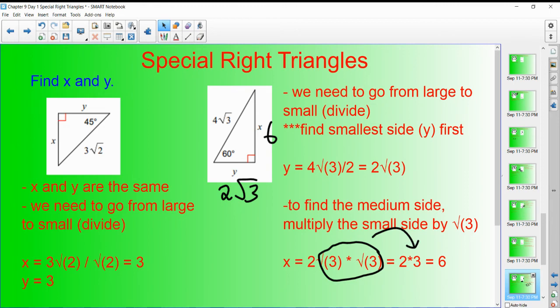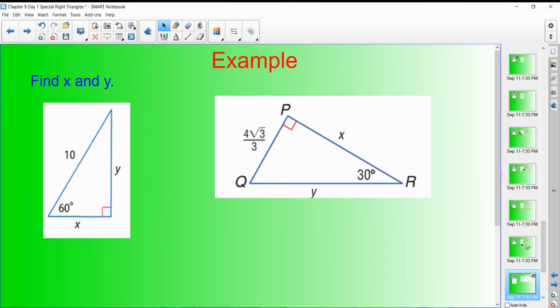And now it's your turn. So in each case, find x and y. Pause the video, test it out. When you're ready, unpause it, and hopefully we get 4 correct answers. Okay, you tried it out. Let's take a look at the answers. So we're going to have to divide by 2 to get the small side, multiply by square root of 3. We can leave our answers as square roots. We don't need to write it as decimal unless the problem tells us to.